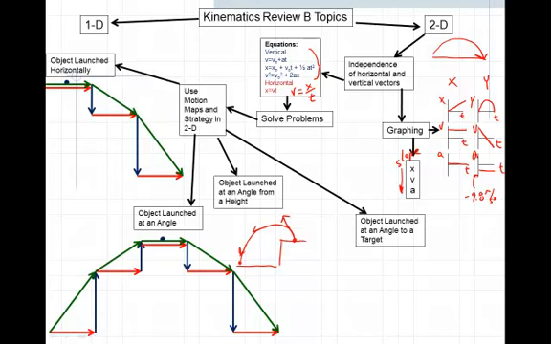What I actually drew was objects launched at an angle to a target. And that would look like this. So if I had a target up here and I was launching something, that's what that would look like.